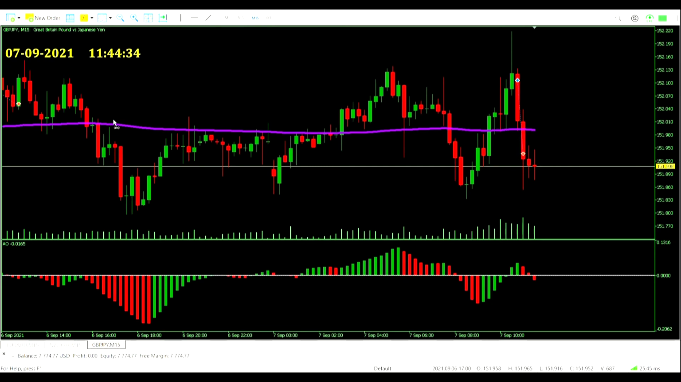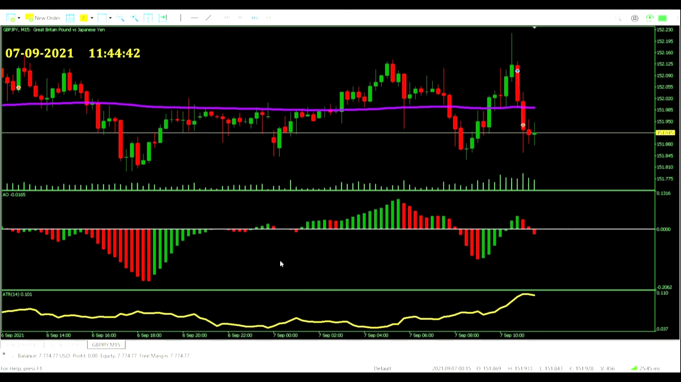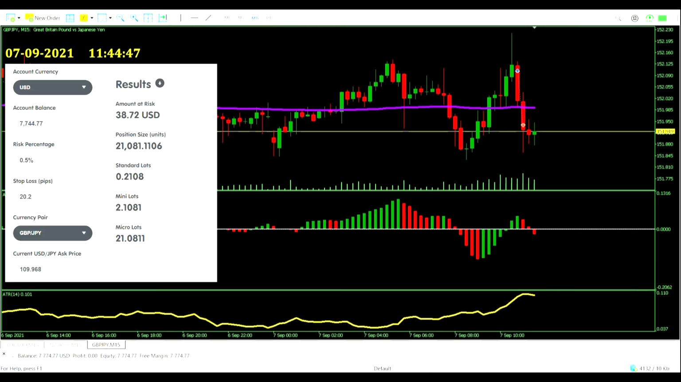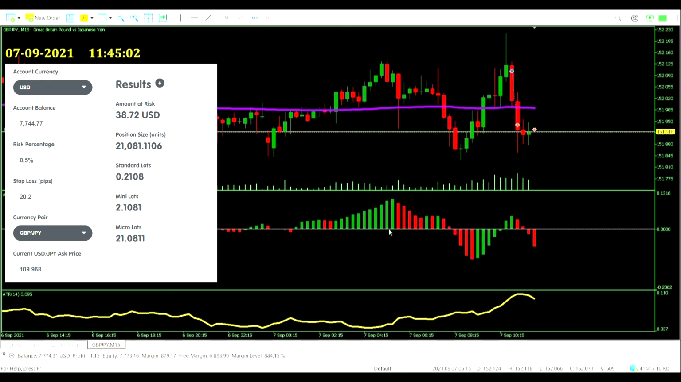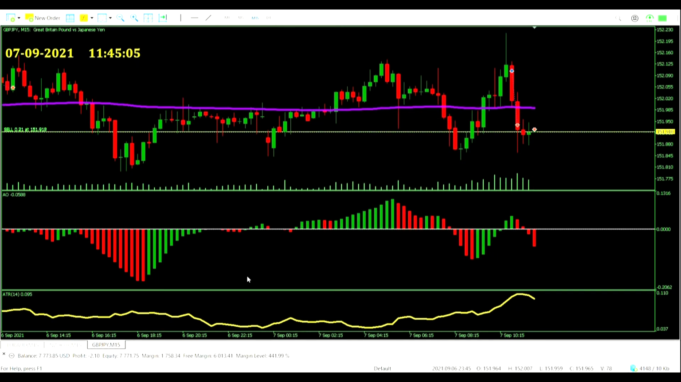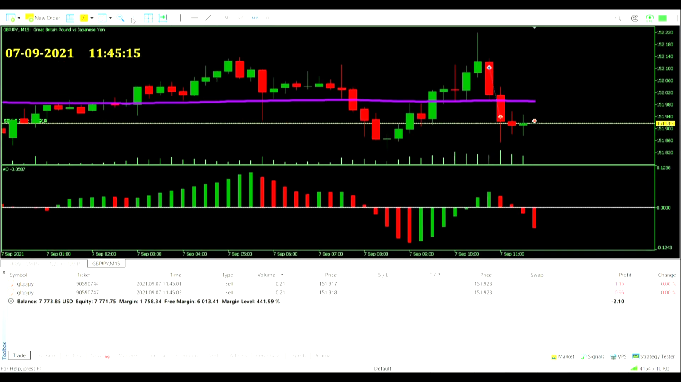30 seconds until the close here. Let's get that ATR up. Currently at 10.1 pips, so that'll be 20.2 to our stop loss. Our risk is calculated on screen now. There we go. How do we feel about these ones?